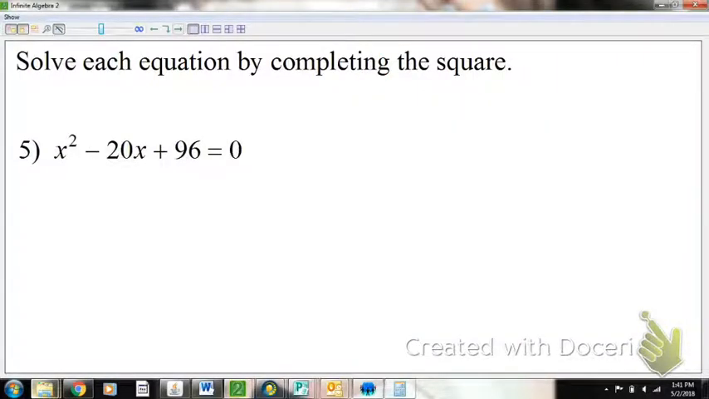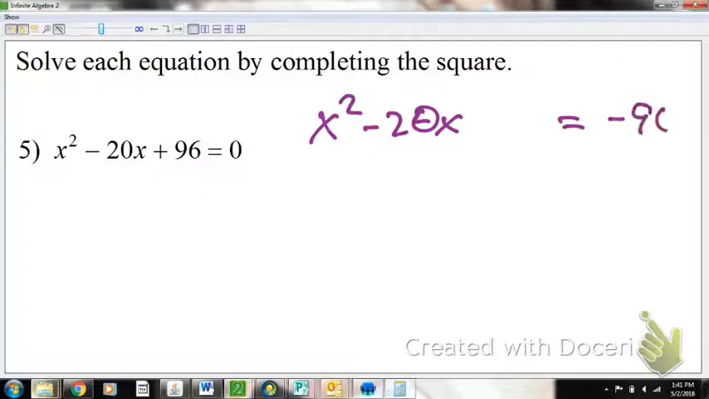Next example, again, completing the square, we do not want it equal to 0. So we'll have x squared minus 20x equals negative 96. And we'll take half of the middle term. Half of negative 20 is negative 10. Negative 10 squared is positive 100. So we add 100 to both sides.